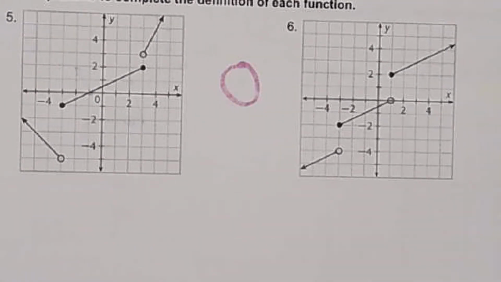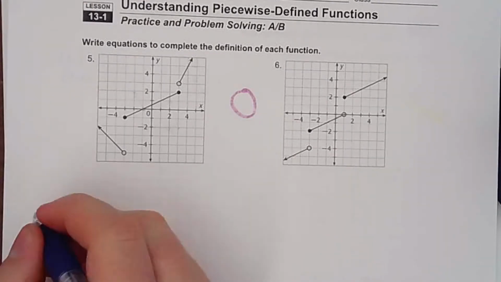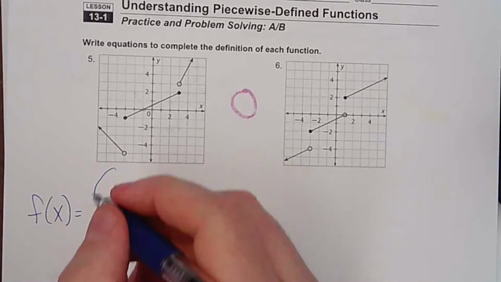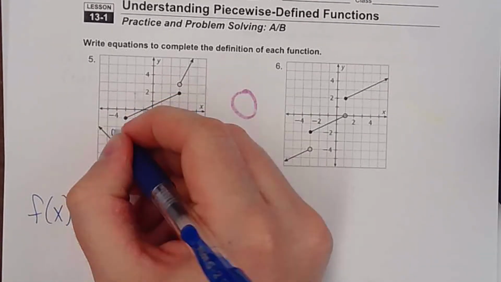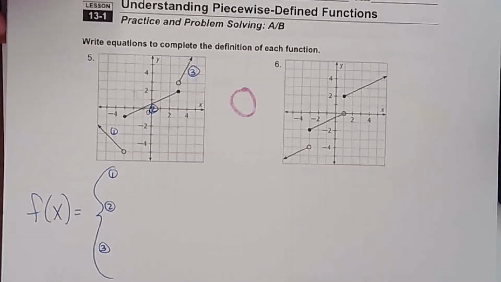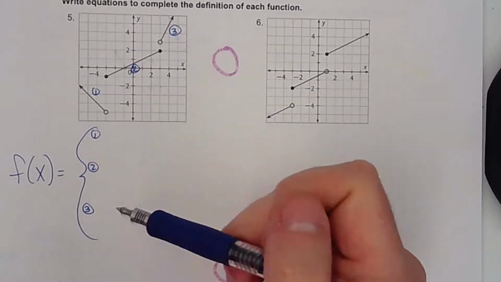So now they give you the graph, and we want to make the equations. So what I do is I write f of x equals, and then I do squiggly brackets. And again, to keep things in order, I'm going to do 1, 2, and 3. You wouldn't do this normally if you're just writing this out as a mathematician. But so you know which equations I'm talking about, I'll label them.